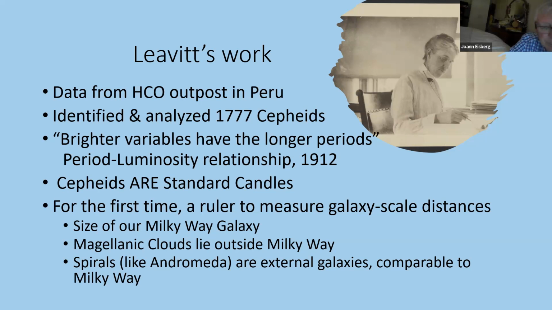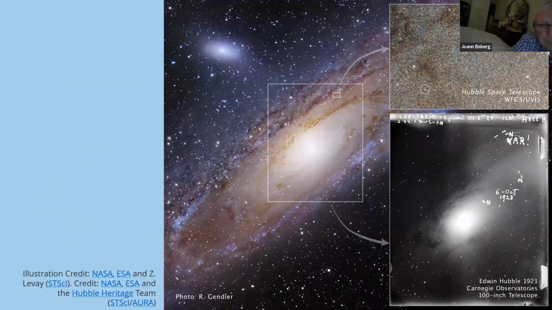So since I'm telling this story largely in pictures, let me show you this picture, which I love. In fact, I love the composite of this picture. There's Andromeda, a gorgeous Robert Gendler photograph. But here, Edwin Hubble, 1923, Carnegie Observatories, 100-inch telescope. You can go to Carnegie and they'll display this photographic plate.